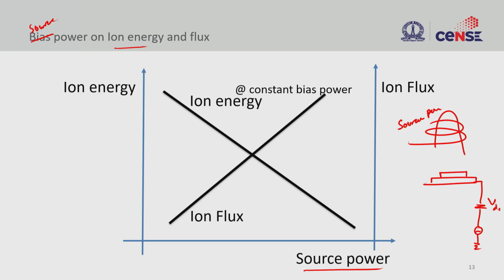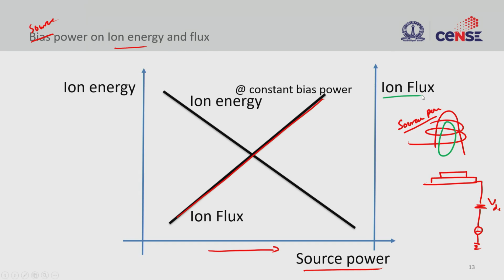And now we are going to change the source power. That means I'm going to change the plasma itself, right? So when I increase the source power, what will happen? The ion flux will increase because I have more collisions now. I am increasing the density of the plasma, right? And that is how you increase the plasma density, and that is going to affect our ion flux. So the ion flux will be affected.